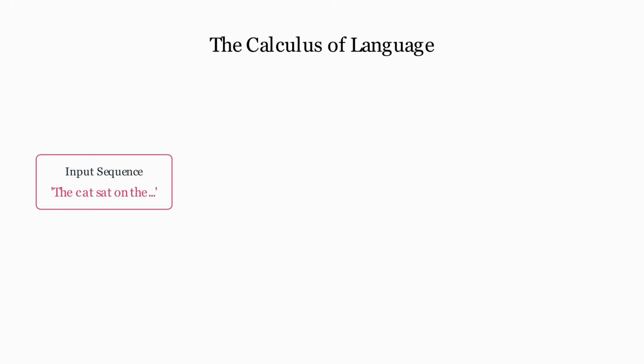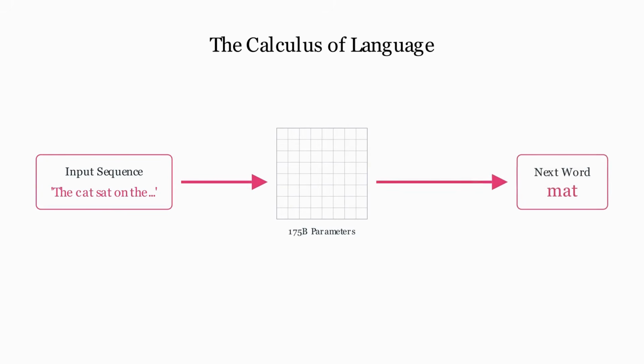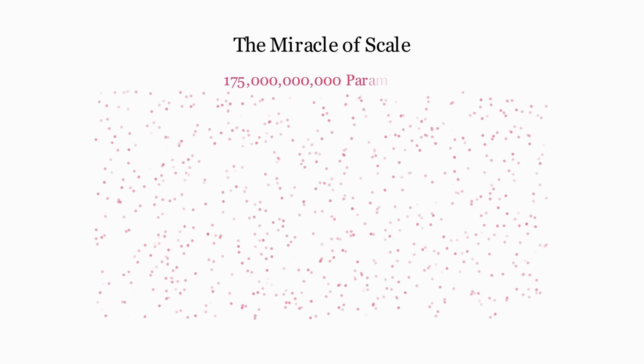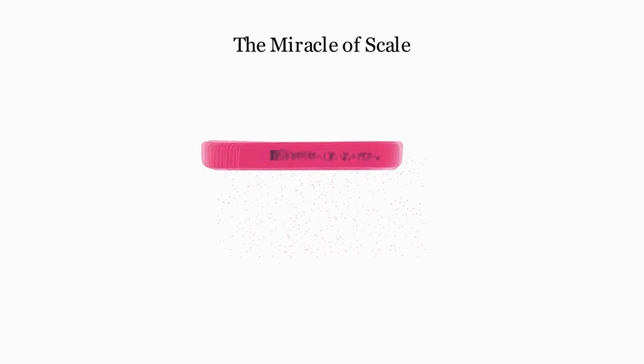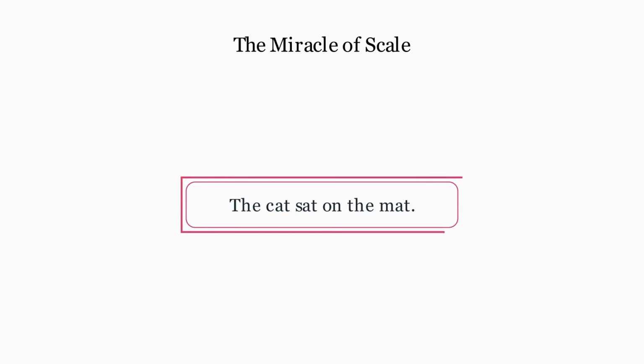And this is the calculus of language. By treating words as vectors and context as matrix multiplication, we can teach a machine to basically communicate with us in a way that feels natural. And the real miracle is scale. When you apply this math across 175 billion parameters and nearly all the text on the internet, you get an AI that can reason, create, and solve problems as well.